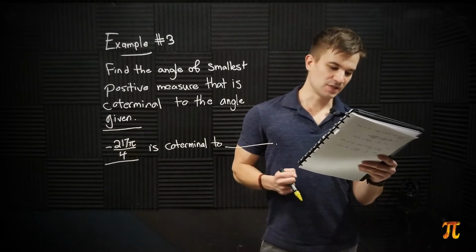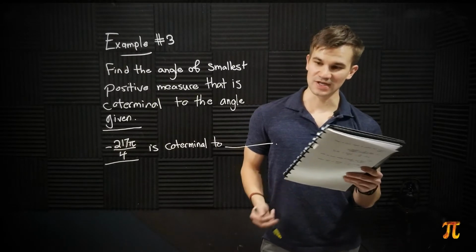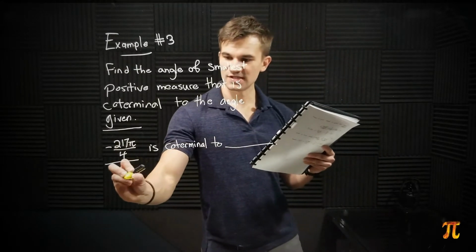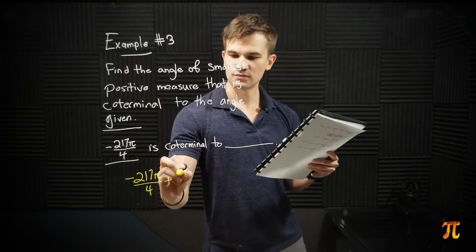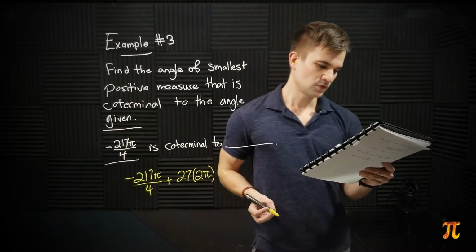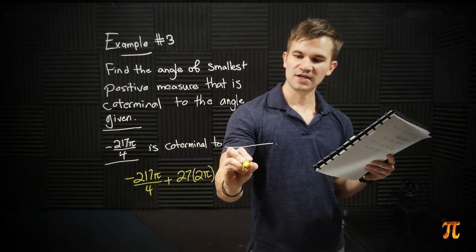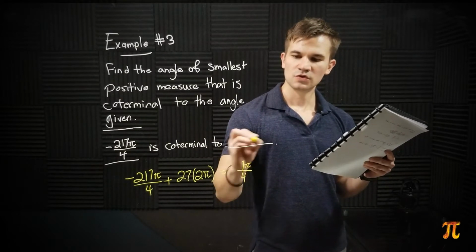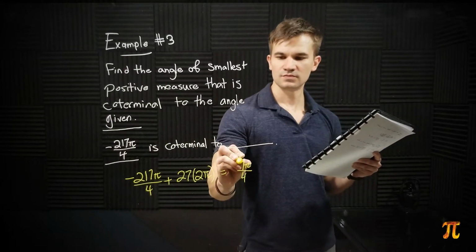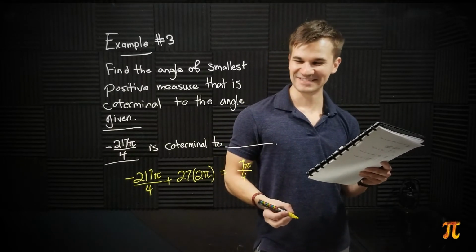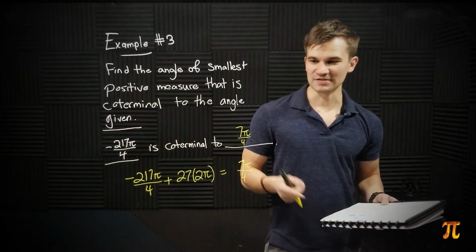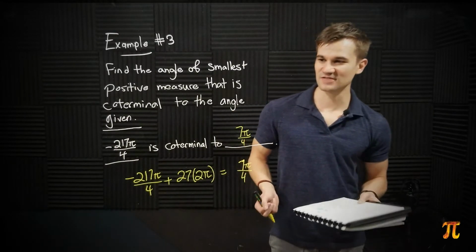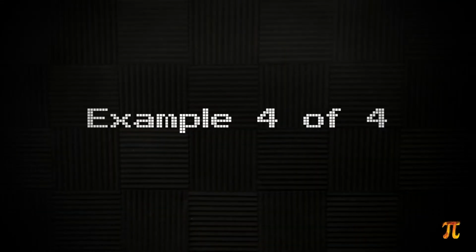And that's going to be 27 times 2 pi. So if we add 27 times 2 pi to this angle, we get 7 pi over 4 radians. So that's the angle that is coterminal to negative 217 pi over 4.